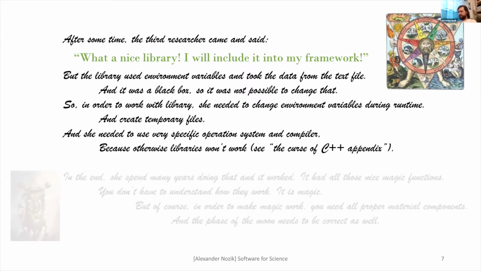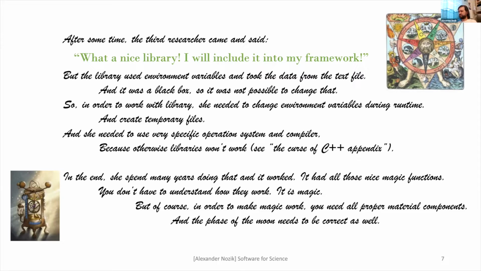It's like alchemy here. And in the end, she spent years doing that, and it worked. It was some kind of magic apparatus, but it did all the things she wanted. It allowed you to configure parameters and put them inside this black box and get the results back. But of course, in order to make the logic work, you need a proper ritual. And he wrote this ritual in the documentation that said what the phase of the moon should be, what the operating system should be, and a lot of other things. It was several pages of documentation to make it work, but it worked, and everybody was using it, and she was happy.